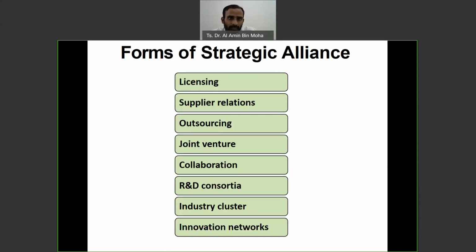So we have forms of strategic alliance: licensing, supplier relations, outsourcing, joint venture, collaboration, R&D consortia, industry cluster, and innovation networks. These are the types of strategic alliance that we are going to cover quickly.